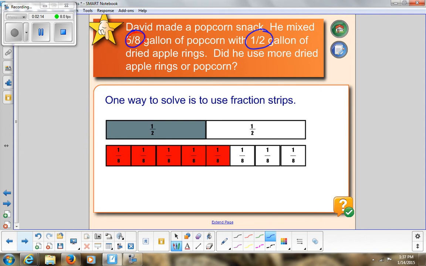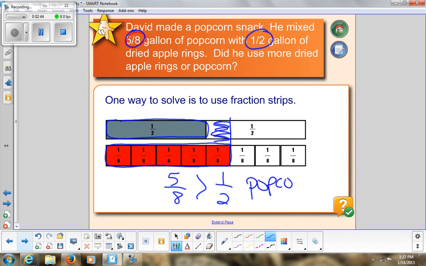So this is a half right here, already shaded in, so 1/2 and 5/8. I've already shaded in 5 of the squares for you. Now you can visually just look at it and see that 5/8 is bigger by this much. So 5/8 is bigger than 1/2, so he used more popcorn. The answer would be he used more popcorn. Pretty easy? Easy peasy?